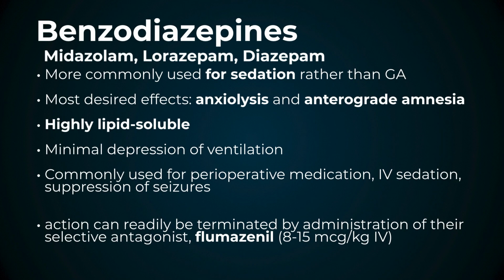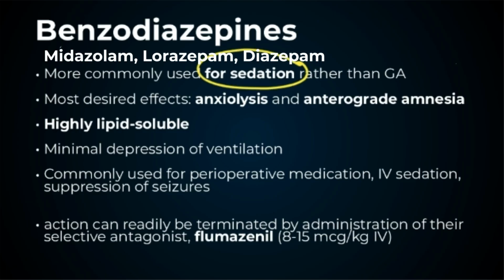So you have midazolam, lorazepam, and diazepam. These drugs can produce anesthesia similar to that of barbiturates, but they are more commonly used for sedation rather than general anesthesia because the anesthetizing doses may cause prolonged amnesia and sedation. The most desired effects of benzodiazepines are relief for anxiety and anterograde amnesia. So these are useful for pre-medication in patients who are anxious for their upcoming surgery. So this can be given to patients before surgery.